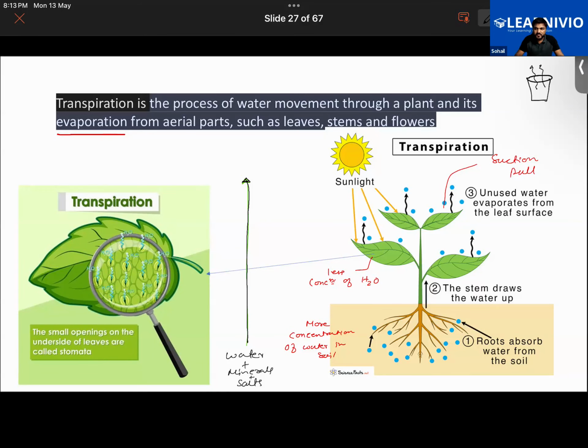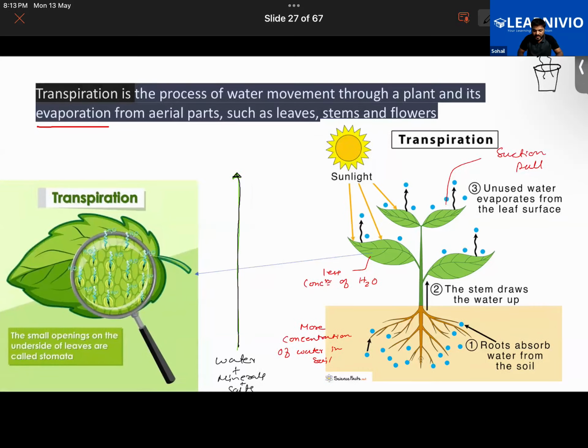Yeah, good. See how it basically works. For example, the root has fine root hairs attached to the main roots. So it will be taking up the water by the process of diffusion. And later on, what will happen? The stem will start to absorb the water from it.